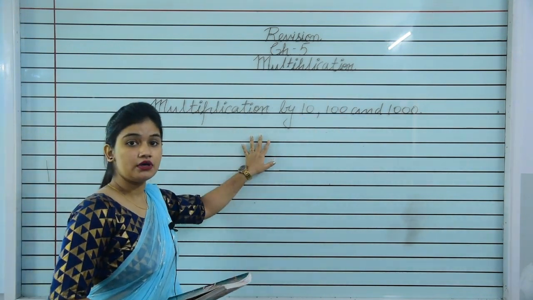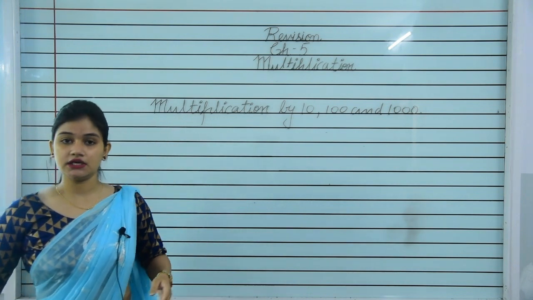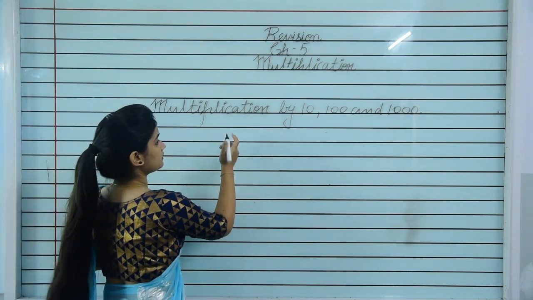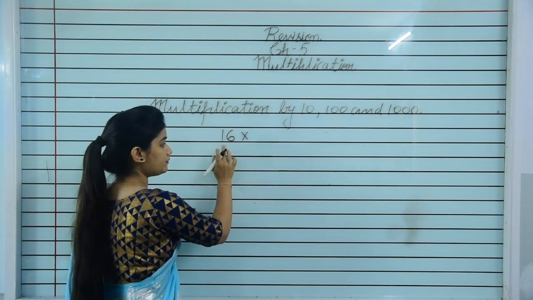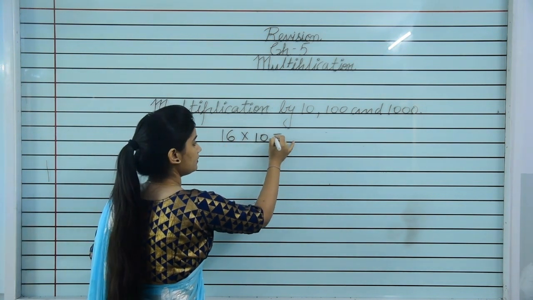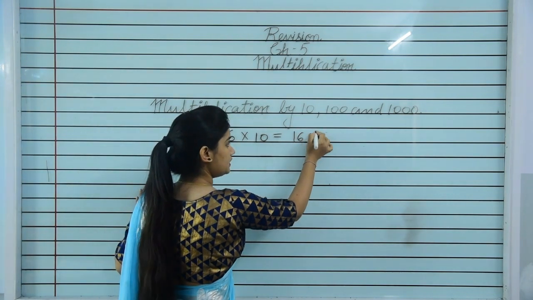So we take a number and will multiply that number by 10, then 100 and then 1000. So we are taking a number, suppose I am taking 16. If I multiply this 16 by 10, as we know 16 tens are 160.